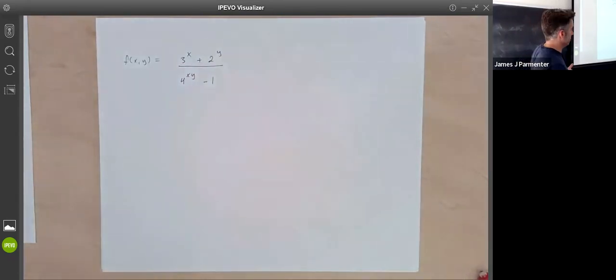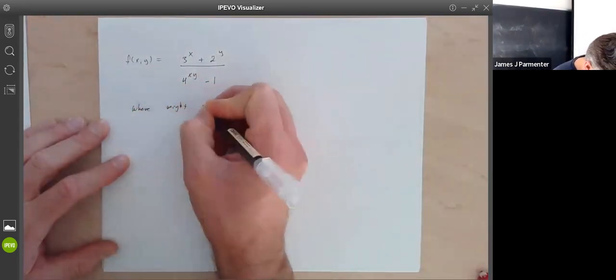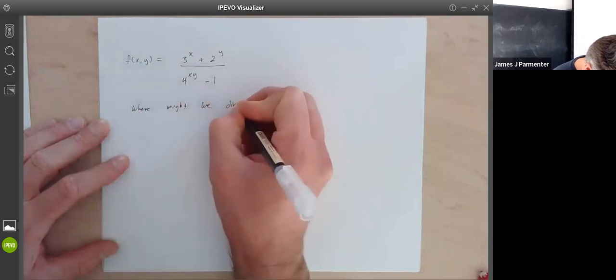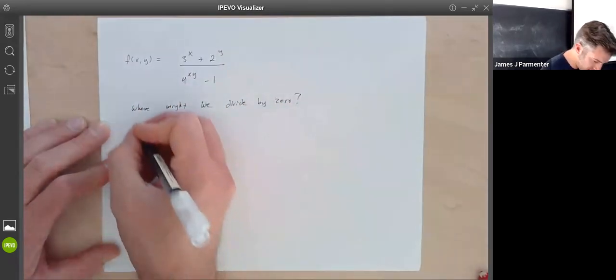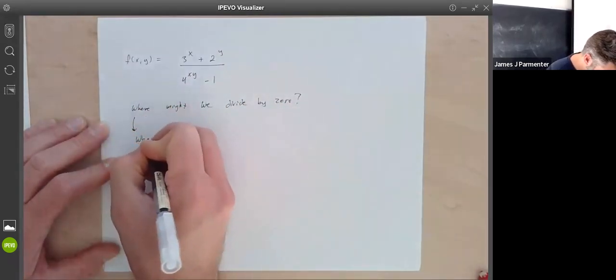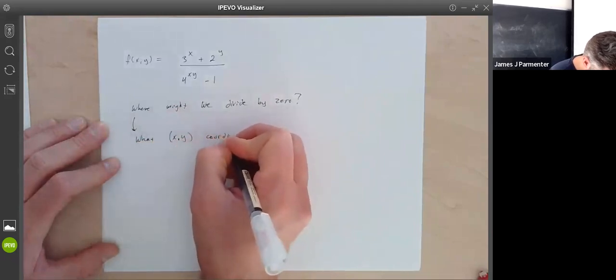So for this function, what kind of thing do we have to worry about making undefined? Do we have any square roots? No. Do we have any logarithms? No, but we do have potential division by 0. So where might we be dividing by 0? And when I say where, I mean what x, y coordinates would make us divide by 0.